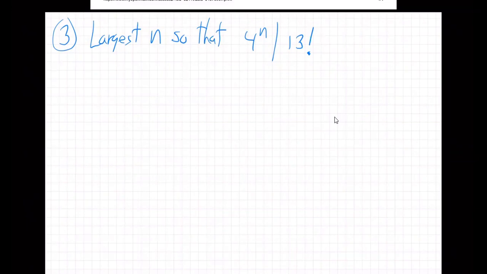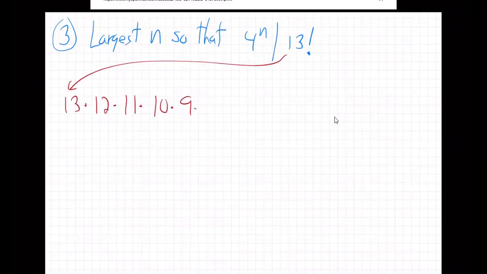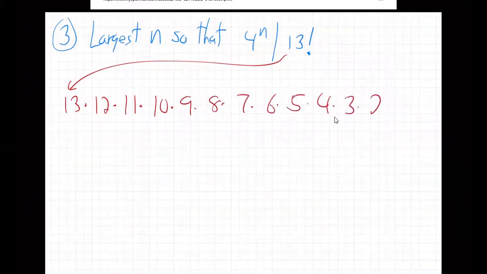Okay, so how do we go about this one? How are we going to find the largest n? Well, it's going to be the same thing as last time. We've got to remember that 13 factorial means 13 times 12 times 11 times 10 times 9 times 8 times 7 times 6 times 5 times 4 times 3 times 2 times 1. It means 13 all the way down to 1.